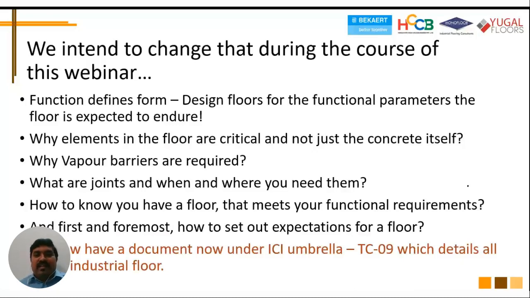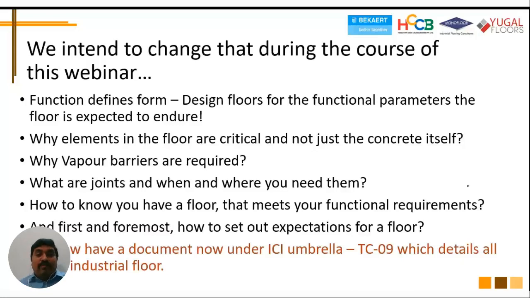Why are vapor barriers required? It has been a big theory in itself. Okay, so let us try to bring some parallels, some understanding around that.